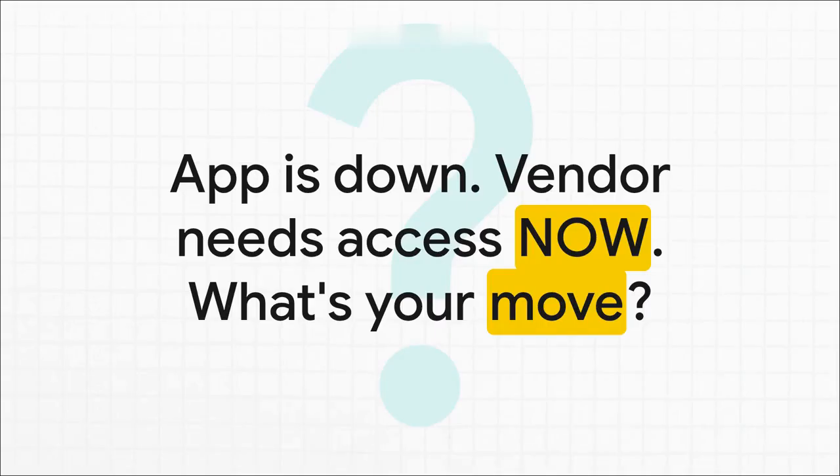It's 2 in the morning. Your most important application just went down. The vendor support team is on the phone, and they're telling you they need production access, and they need it right now. The pressure is seriously on. So what do you do? Do you just open up the floodgates and hope for the best? I mean, we've all been in a situation like this, and how you react in that moment, well, that really defines your whole security posture.